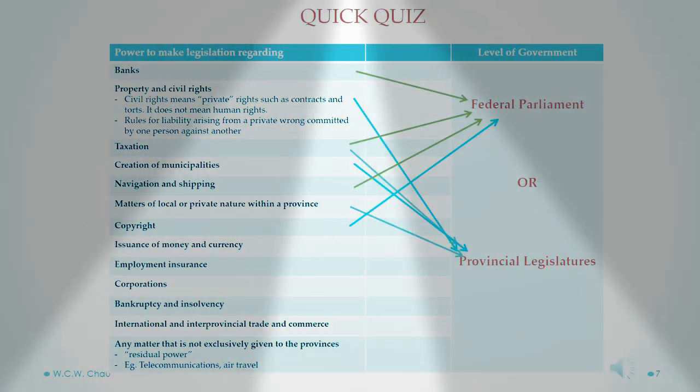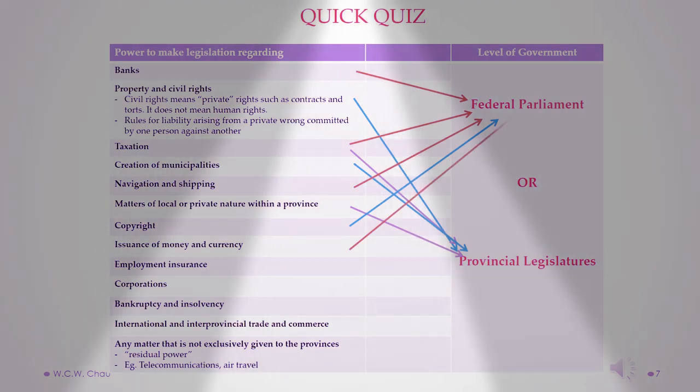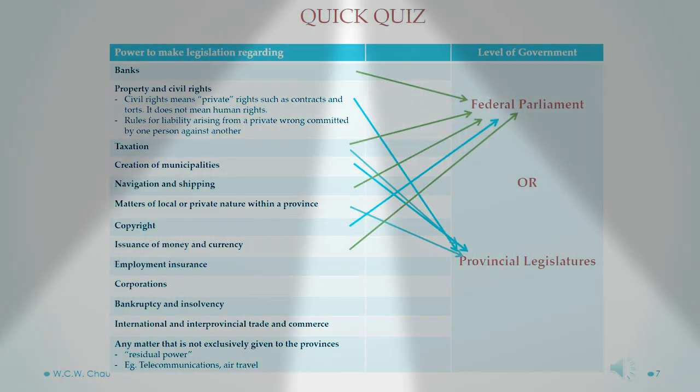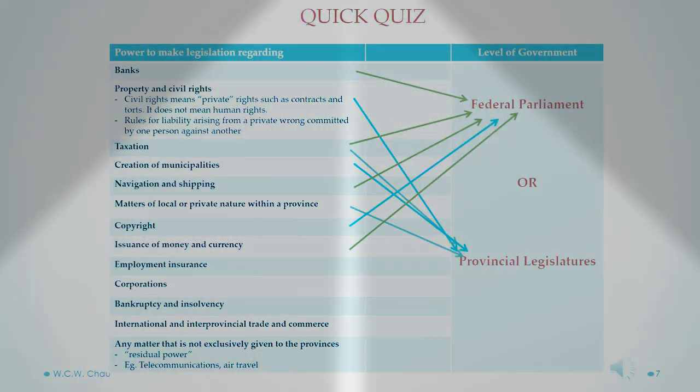The issuance of money and currency belongs to the federal parliament. So the money is issued by the Royal Canadian Mint, which is owned and operated by the federal government, and that's under Section 91.14. Employment insurance is under the jurisdiction of the federal government under Section 91.2A.